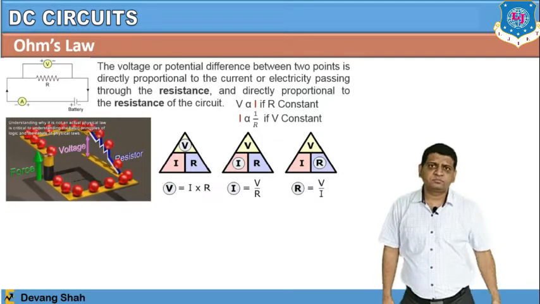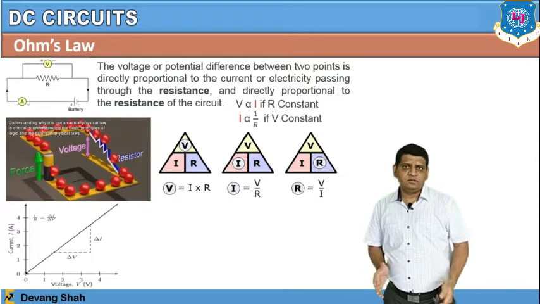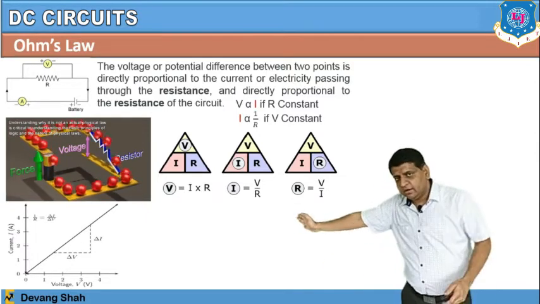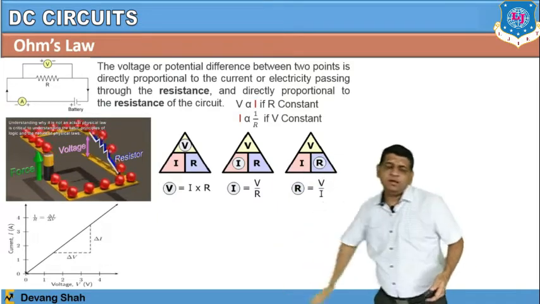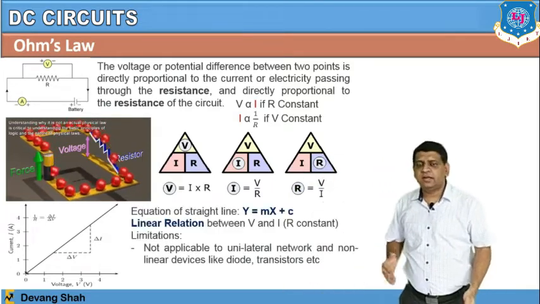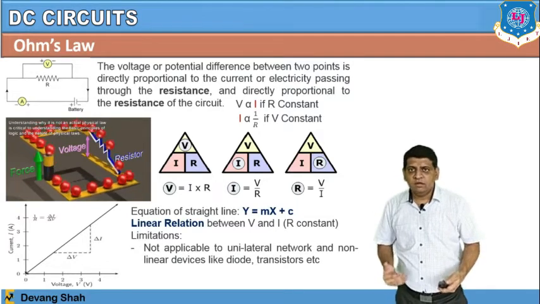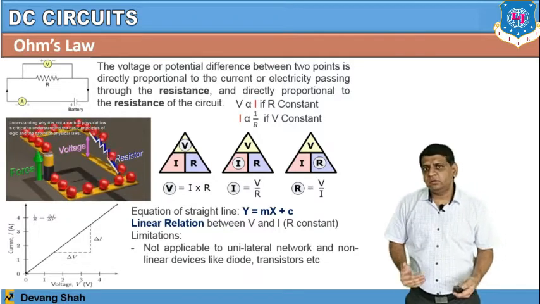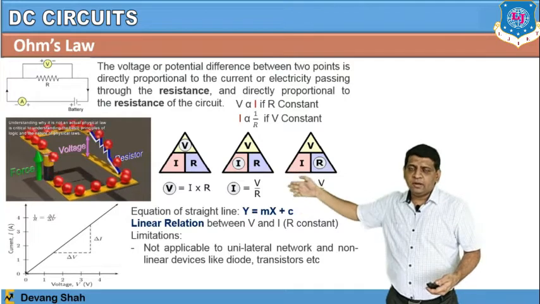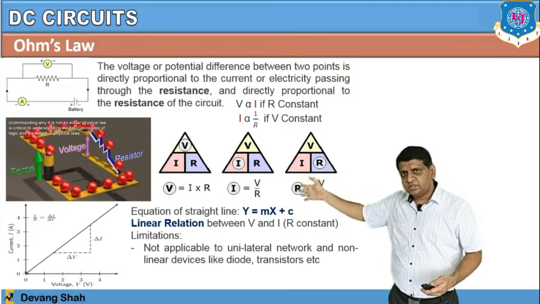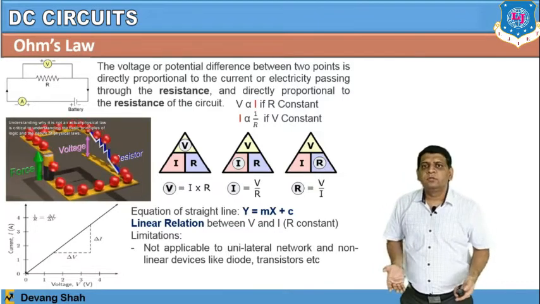Now based on this, you can see this relation is a linear relation, right? You can see the graph here, where there is a straight line, and that straight line follows the mathematical equation y is equal to mx plus c, where m is the slope. So here the slope 1 by R is equal to delta I by delta V. So Ohm's law gives you a linear relation of these parameters, right?